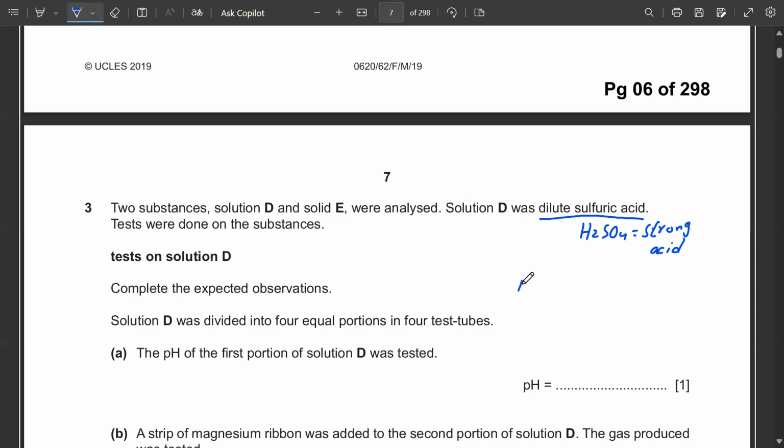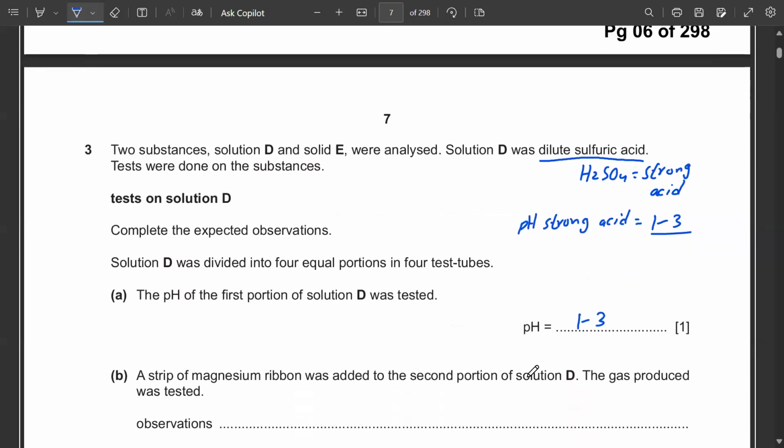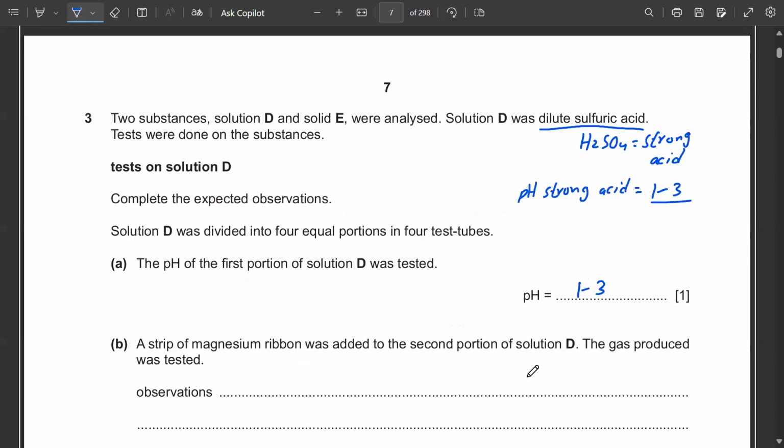And the pH range for a strong acid is basically near the pH value of 0. So we can say pH is between 1 to 3. A pH range of this much is indicating a strong acid. So we will write 1 to 3 over here. Now second part, part B.